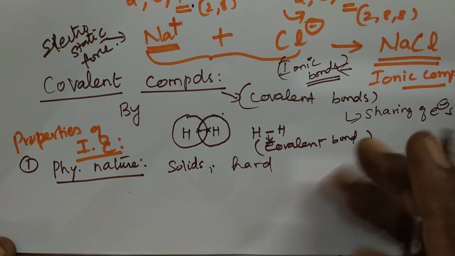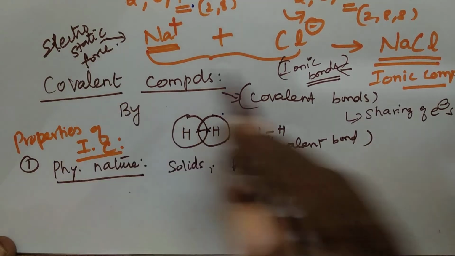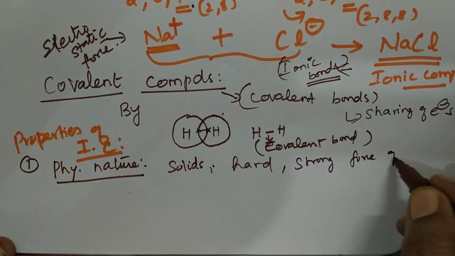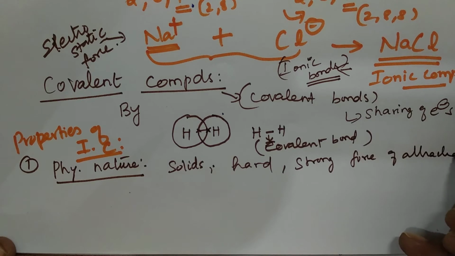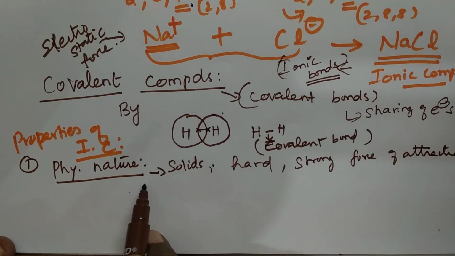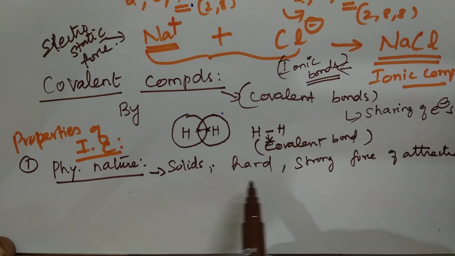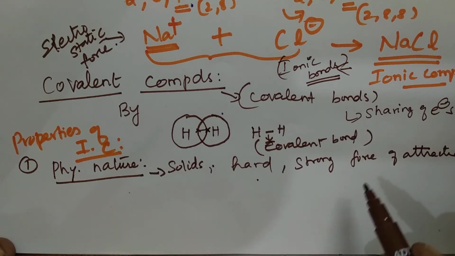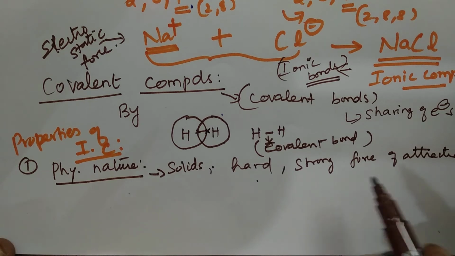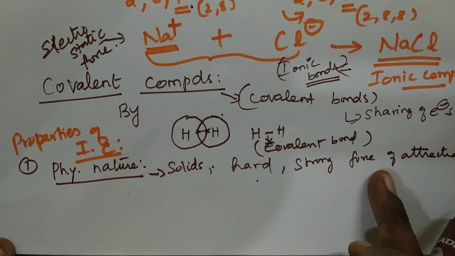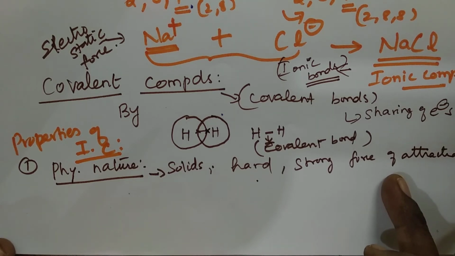And as I told you, there is a strong force of attraction between them. Is it clear? So the first point we have been learning about is the physical nature. They are solids, they are hard in nature, and they have a strong force of attraction. Due to which, naturally, they will have a high boiling point and a high melting point.